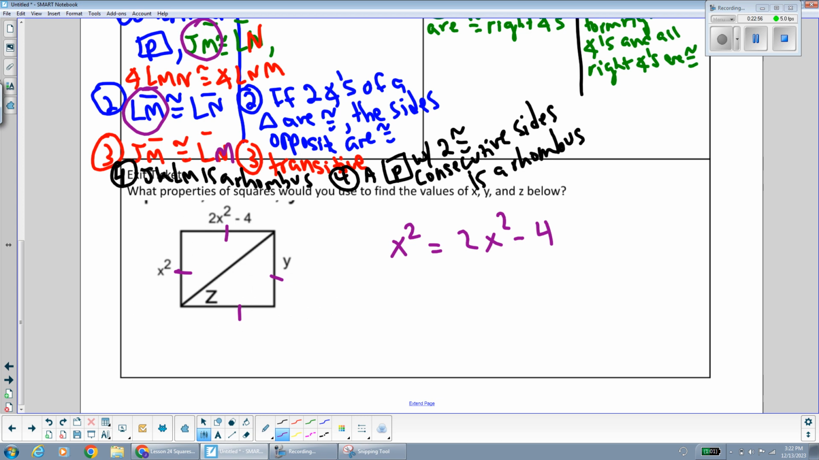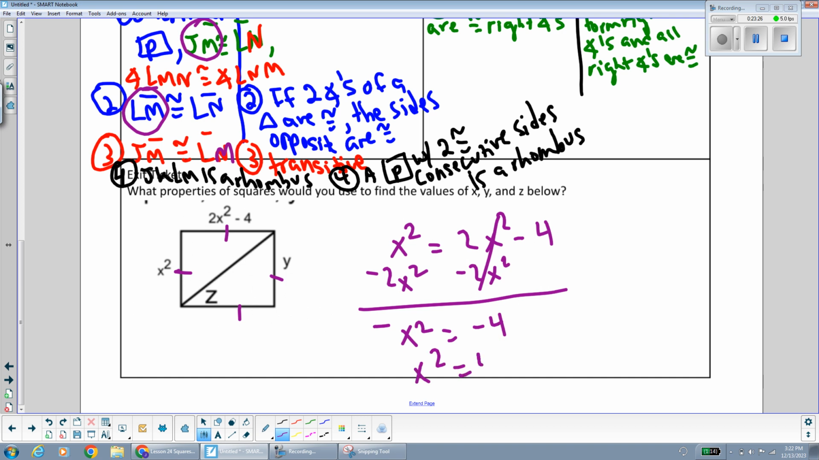This is a quadratic. Let me try the move step over. So I'm going to move the x squared over. Actually, let me not do that. Let me move the 2x squared over. That might be a little bit easier. So I'm going to subtract 2x squared from both sides. That cancels out. And that would be negative x squared equals negative 4. Divide by negative 1. x squared equals 4. So we have x is equal to 2 if we square root both sides.